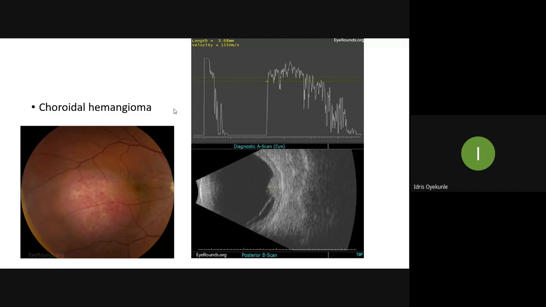So in choroidal hemangioma, this is also seen. This is a fundus photograph of the choroidal hemangioma here. You can see the reddish elevated, circumscribed lesion within the macular region. It's quite big. And then we can see here on the A scan these very reflective spikes, and this is also what is seen in the B scan image here.